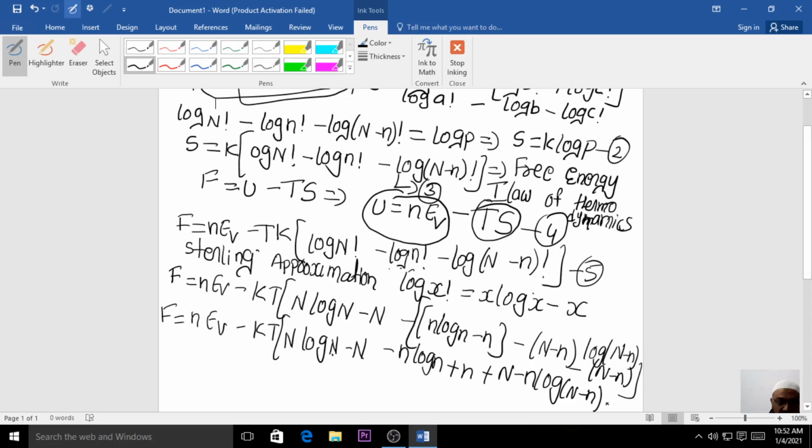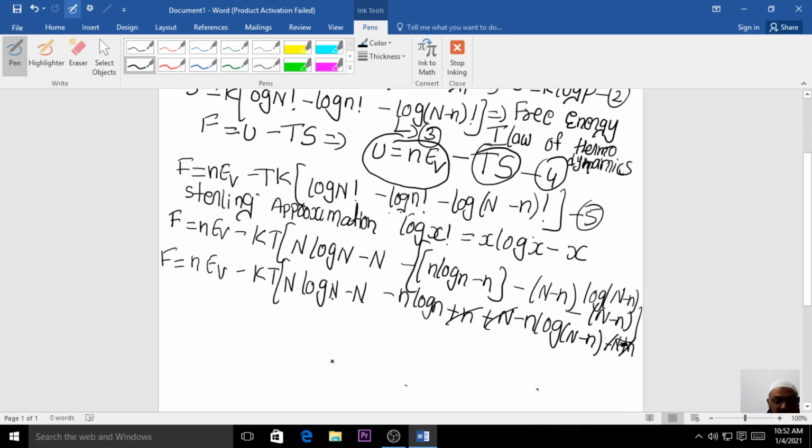So what will it be? Minus into minus, but this will be minus n and here plus n. So this becomes plus n, and this minus n plus n, this plus n and this minus n get cancelled. So what is the term that will be there? You can see F is equal to n into EV minus KT n, and n log n minus n.